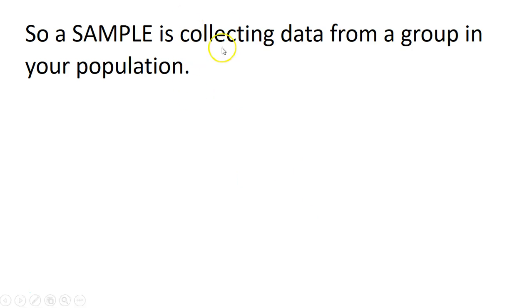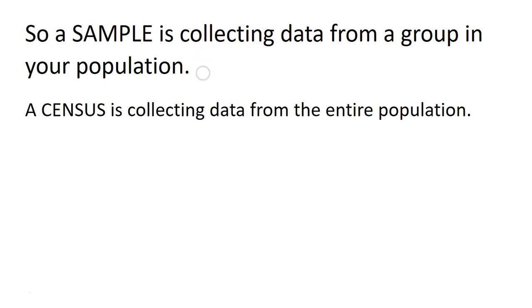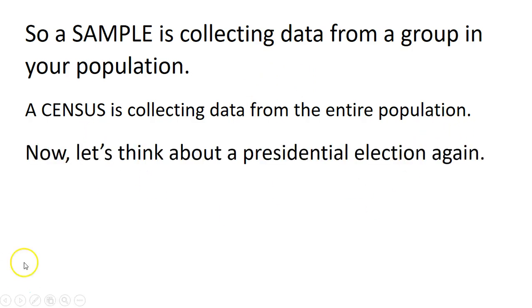Okay? So a sample is collected. It's collecting data from a group in your population, right? Sample is a group in your population. A census, for example, is collecting data from the entire population. That's everything. Okay? A census would be the example of being a population.